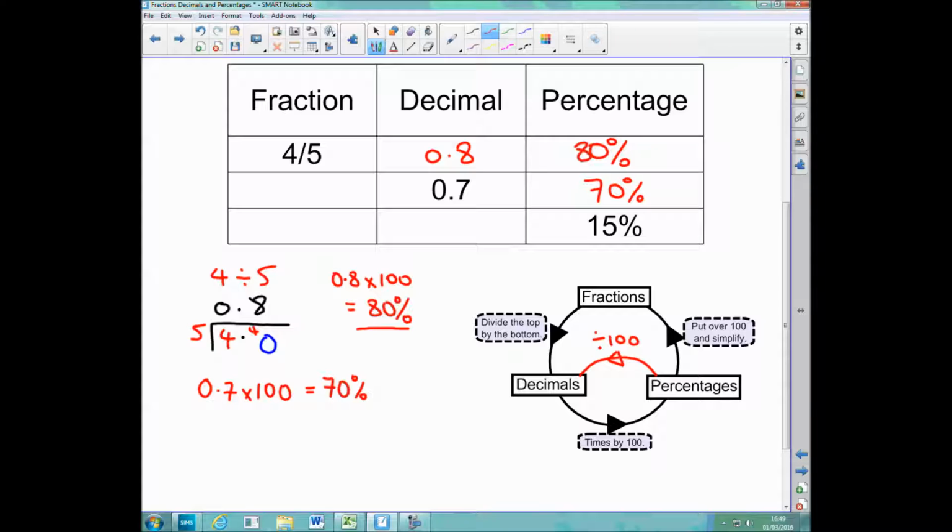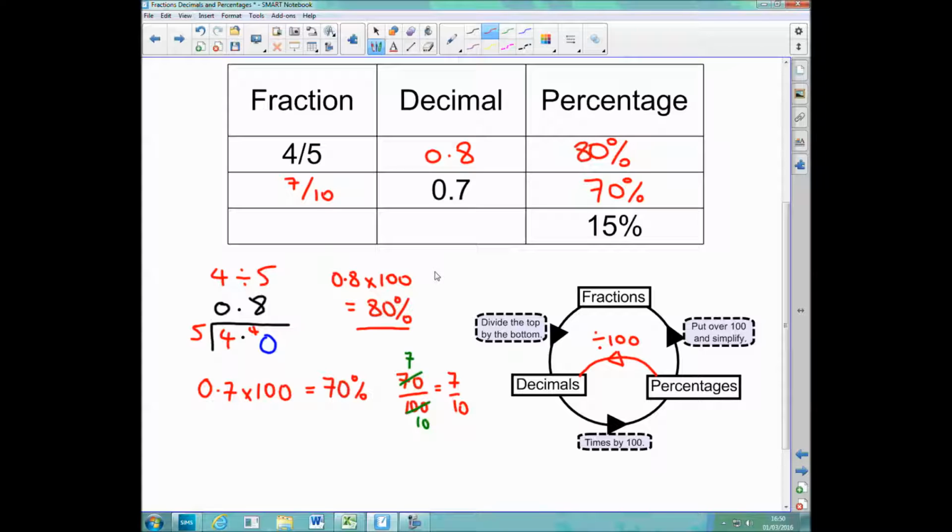Next, I want to change this 70% into a fraction. If you remember, that is 70 over 100. Remember, we put the percentage over 100 to turn it into a fraction. And we simplify. So we've got to look what times tables 70 and 100 are in. And hopefully you've spotted that it's the tens. So we're dividing both by 10. 70 divided by 10 is 7. 100 divided by 10 is 10. So we get the answer of 7/10. Put that in our table.